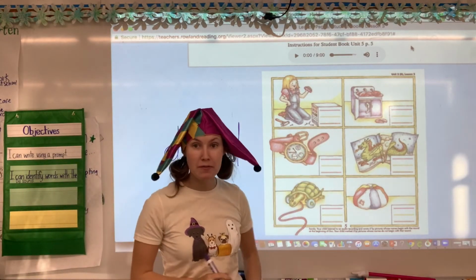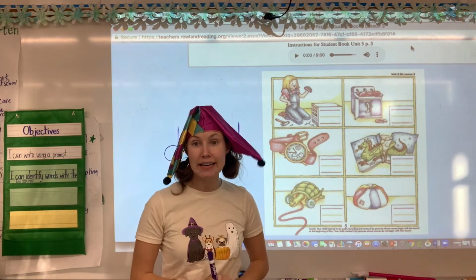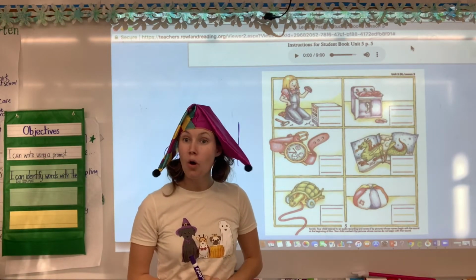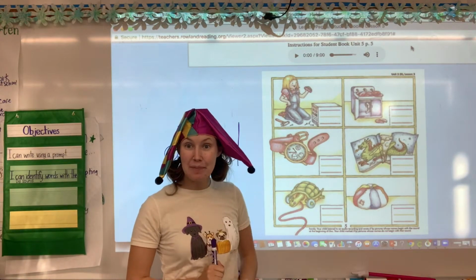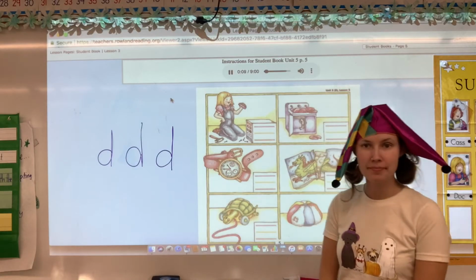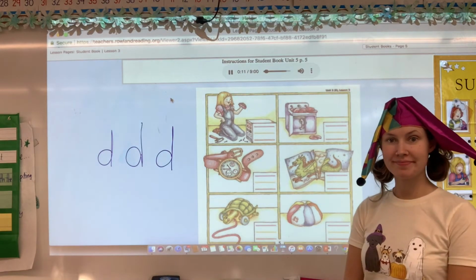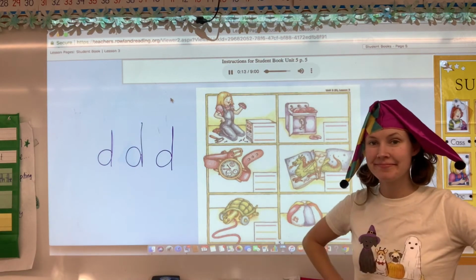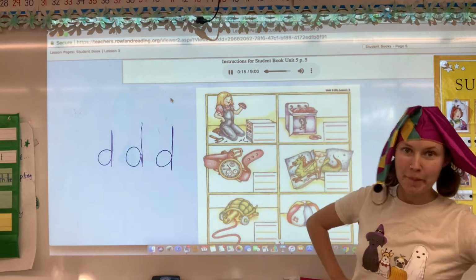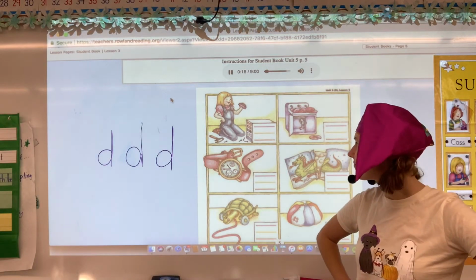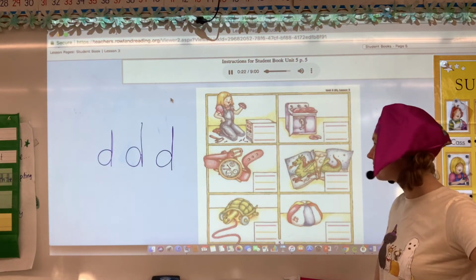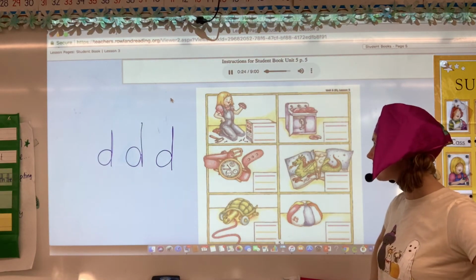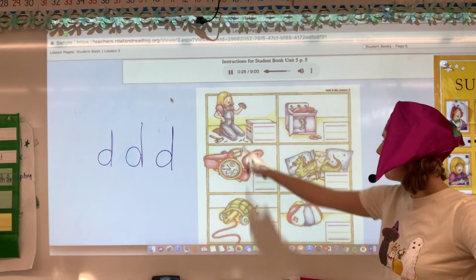So we're going to be writing a lowercase d on the line if we hear the D sound, or an X on the line if we don't hear it. So let's listen up now. Listen carefully and follow my directions. When you hear this sound, your teacher will pause this recording so you have time to mark your answer. Look at the picture of Doc and her tool chest.